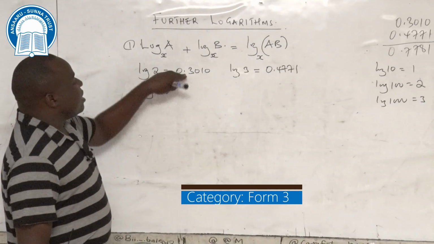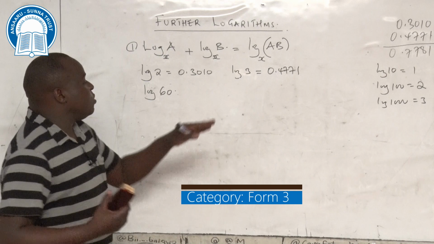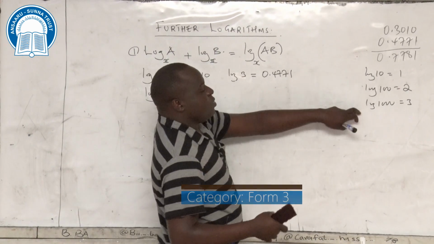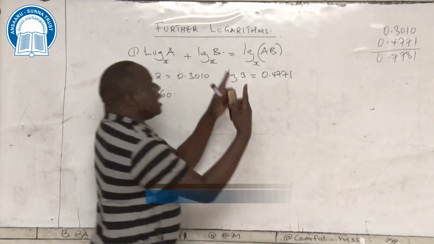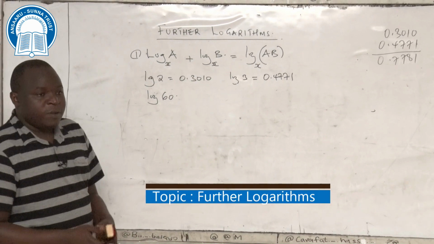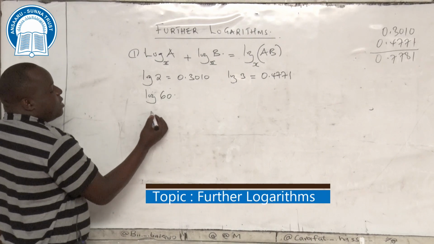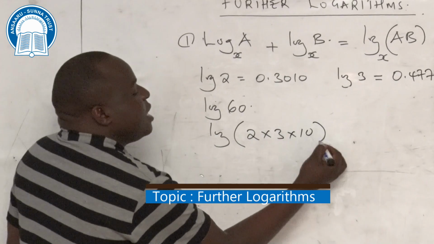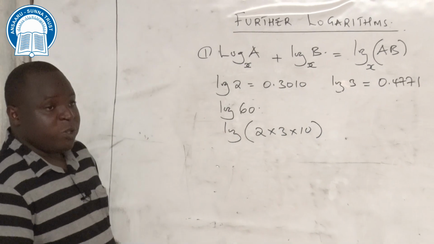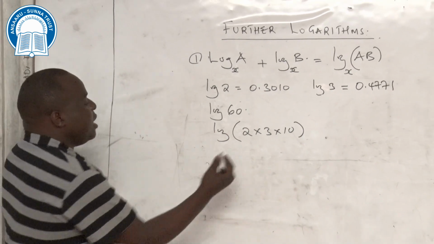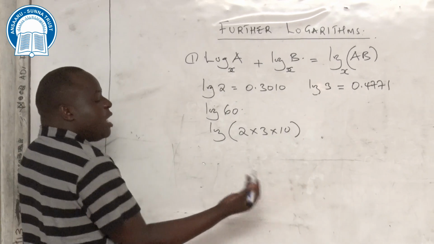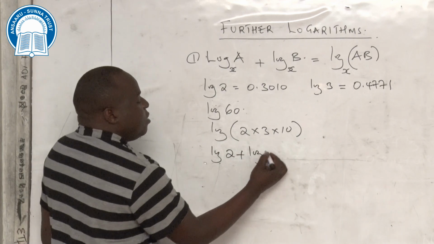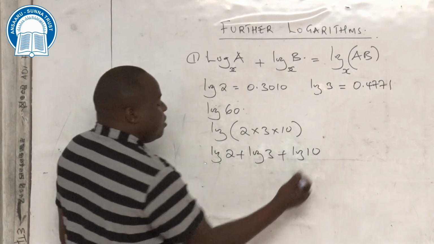So because of that, and the question was clear, it said that without using a calculator or tables, I don't need a calculator or tables to do this. So because of that, I can include that value in this statement. So now 60 would be the same as log into brackets 2 times 3 times 10, which is now possible. I never used any calculator. I have these values. Log 10 would be a common log. So this is the same as log 2 plus log 3 plus log 10.